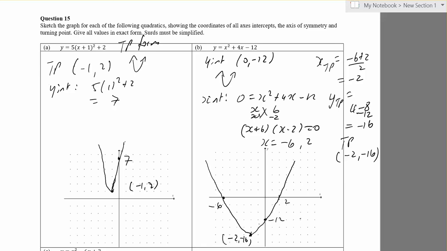Also, don't forget, read the question. What does it say in the question? So, all intercepts, axis of symmetry. Okay, that's what we're forgetting. So, the axis of symmetry on the first question will be just the x coordinate of your turning point. So, x equals -1, x equals -2.